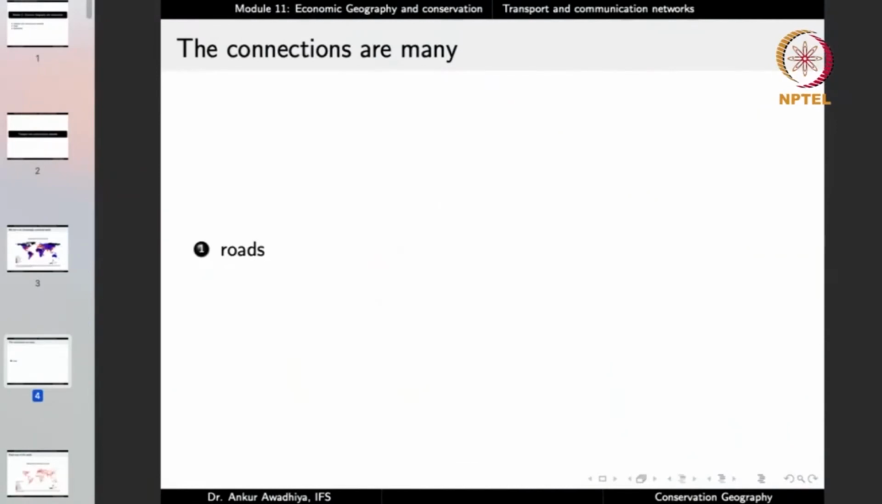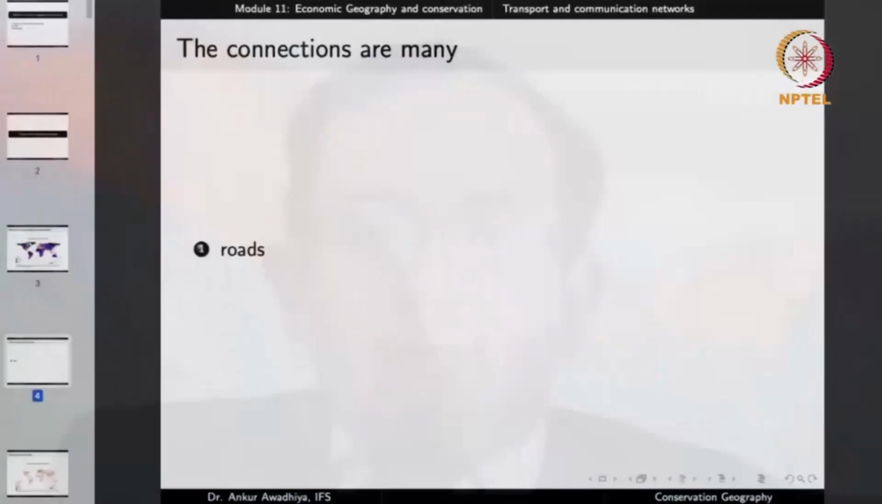The first mode is roads. Now, roads are some of the earliest modes of connectivity because they were very simple to set up. You just clear off an area, make it into a path, and with the passage of time, with the movement of people and vehicles, slowly and steadily the soil there will become more and more compacted and it will take the shape of a road.